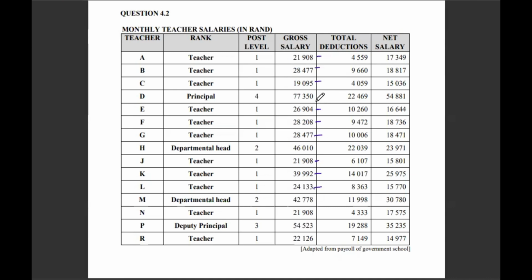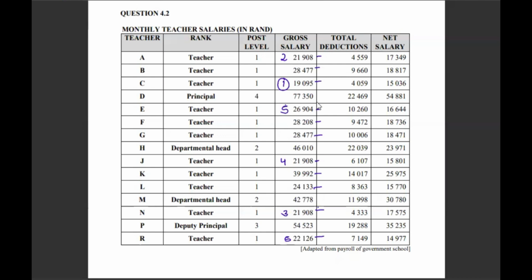So the smallest is 19,095, followed by 19, followed by 21. These are the same: 21,908. There's one here, 3 of them. There's also one here. 21, 28, 28, 26, so 26 becomes number 5: 28,447. Is there any other 26? No. Before 26, we have a 24 here, and we have a 22. This is 5: 22,126.